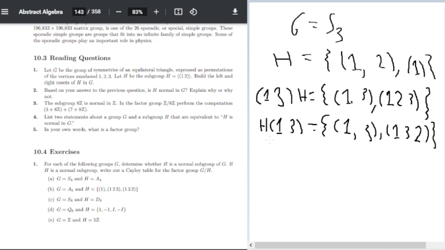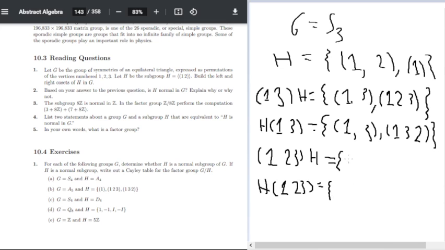So it doesn't matter. So (1 3), we have (1 2 3). Yeah, so we're going to have (1 3) H, (1 2 3) H, H (1 2 3), and then (1 3 2). Oh, we also have (2 3). Actually, yeah. So I'll just do these two, for the sake of almost completeness.